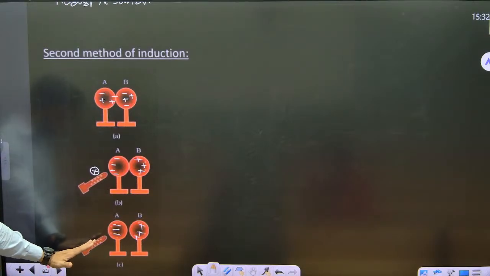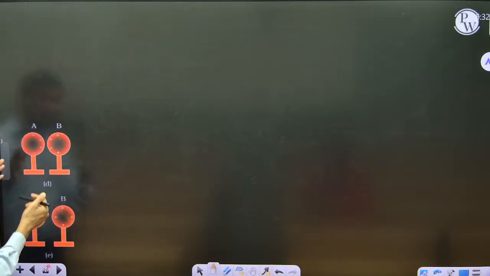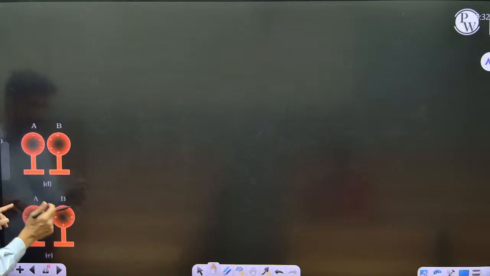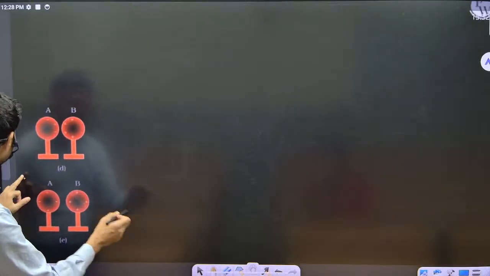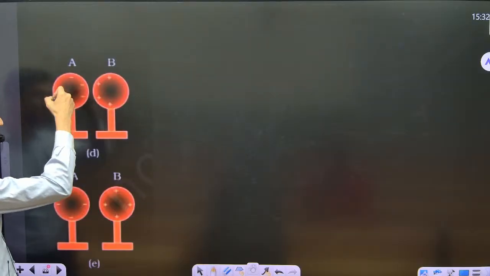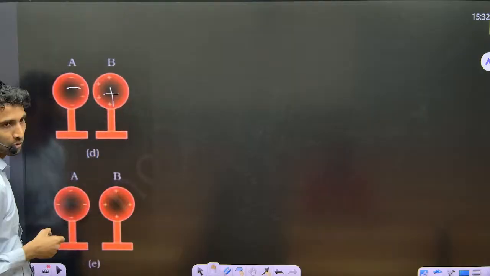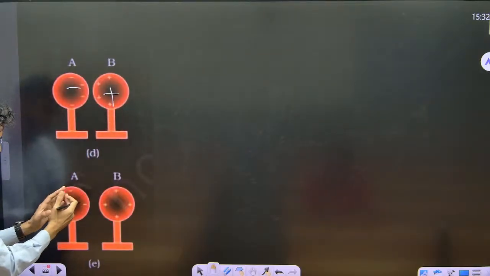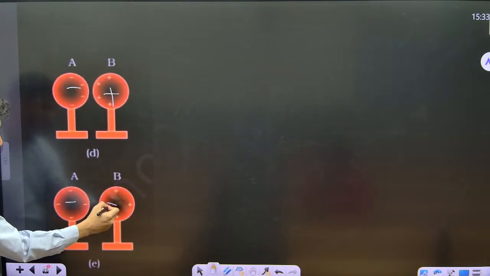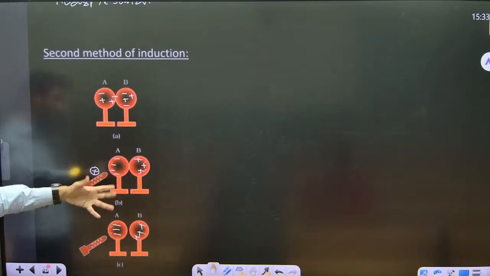My objective of the rod is complete. Now I'll take it away, and as you can see, I end up getting two spheres, one having negative and one having positive, right? And then I can separate them also properly. I get negative and positive. You see how I generated negative and positive charge without really touching anything.